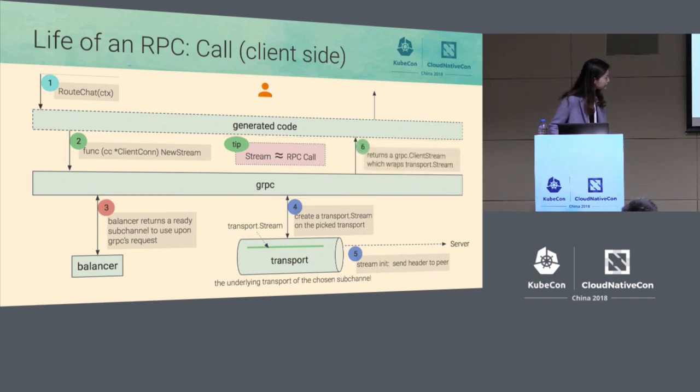And next, when the transport returns the transport stream to gRPC, gRPC will create a wrapper around the transport stream to provide functionality like compression, encoding, retry, and many other features, and return the wrapped stream to the generated code. And finally, generated code will create a very thin wrapper around the gRPC layer stream to provide things like type safety to the user, which is a much better programming interface for the user to use.